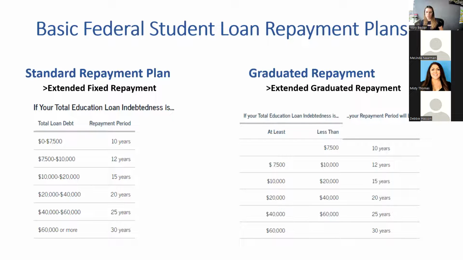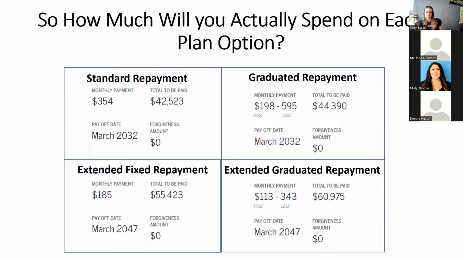So any questions on either of those two primary loan types or repayment plan types?